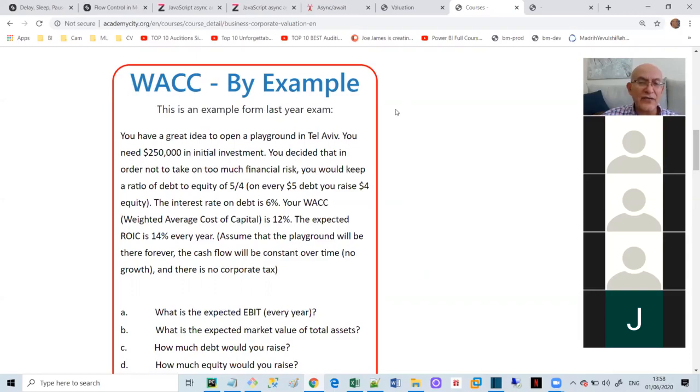I need to invest 250 in a business. I need to raise money. I'm going to raise it in proportion 5/4. I'm given the interest rate and I'm given the WACC. And I'm given that there are no taxes, so I can calculate the RE. Now that I understand the question, let's see what I'm asked to do.